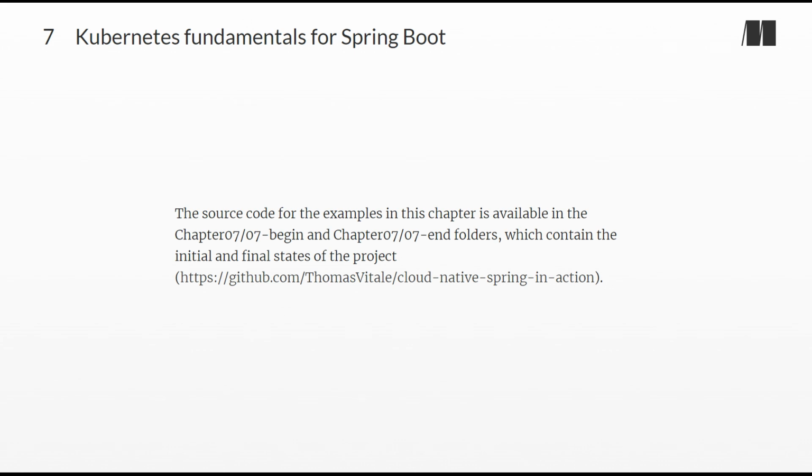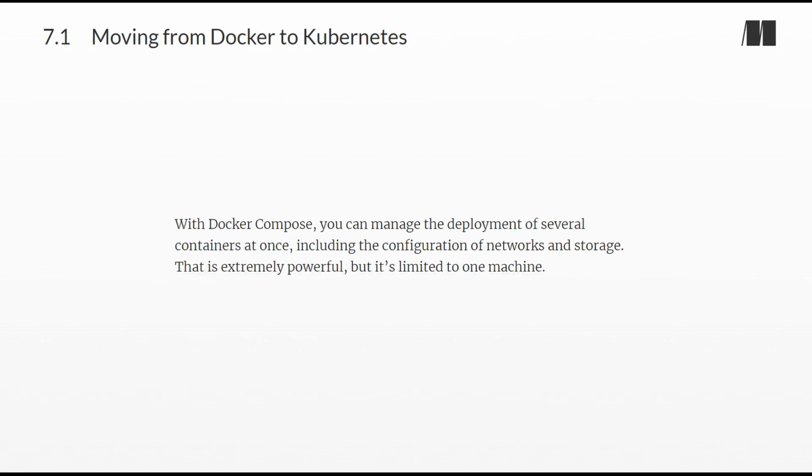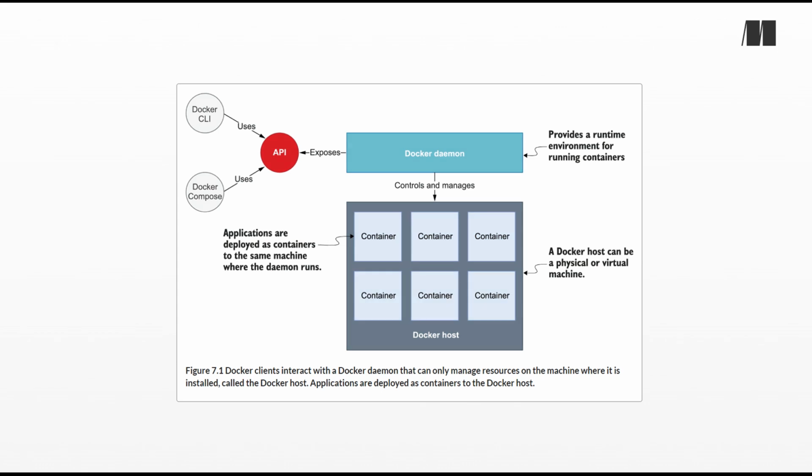See this link. Section 7.1, Moving from Docker to Kubernetes. With Docker Compose, you can manage the deployment of several containers at once, including the configuration of networks and storage. That is extremely powerful, but it's limited to one machine. Using Docker CLI and Docker Compose, the interaction happens with a single Docker daemon that manages Docker resources on a single machine, called the Docker host. Furthermore, it's not possible to scale a container. All of this is limiting when you need cloud-native properties like scalability and resilience for your system.